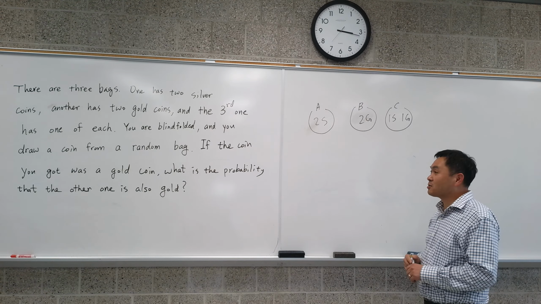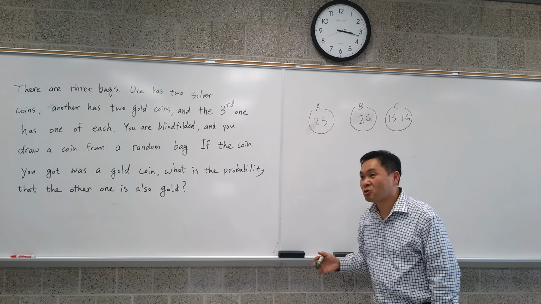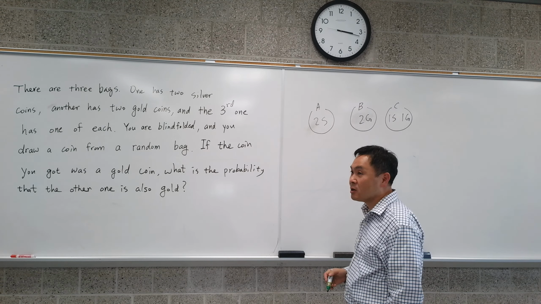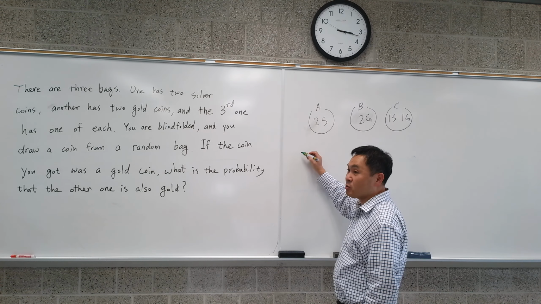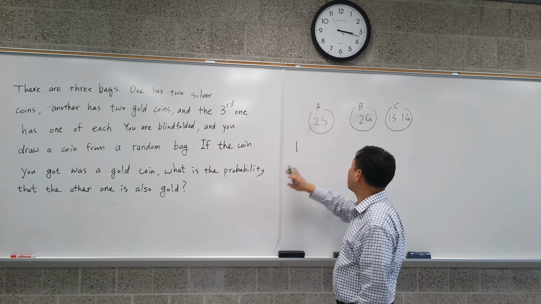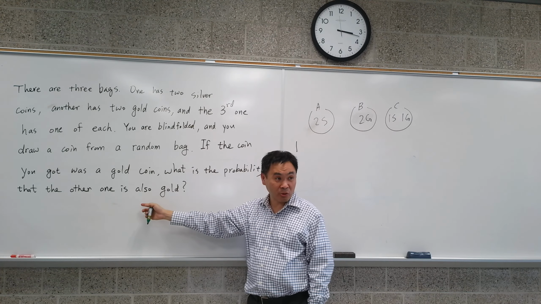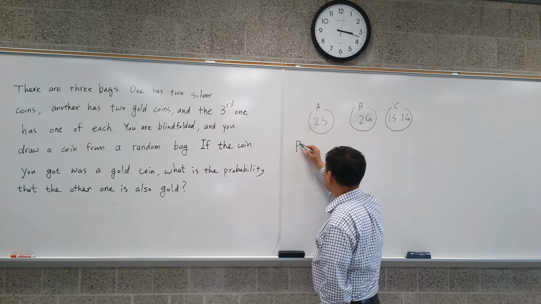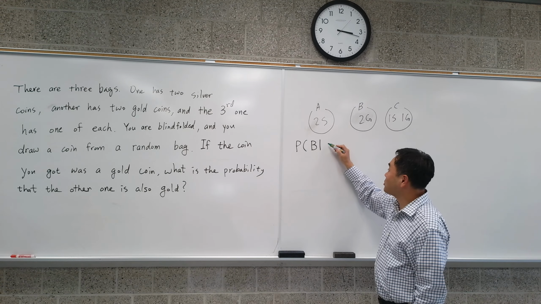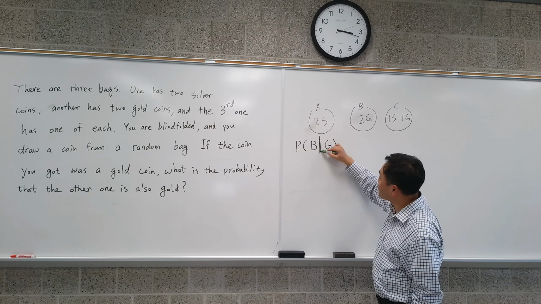All right. So in order to make this work, you need to use proper notation. It's really helpful. So let's say we want to know, what are we trying to calculate? We want to know if it's bag B, because bag B is the case when the other one is gold. So we want to know the probability of bag B if you know that what you have right now is a gold coin. Okay? And this is a conditional probability.